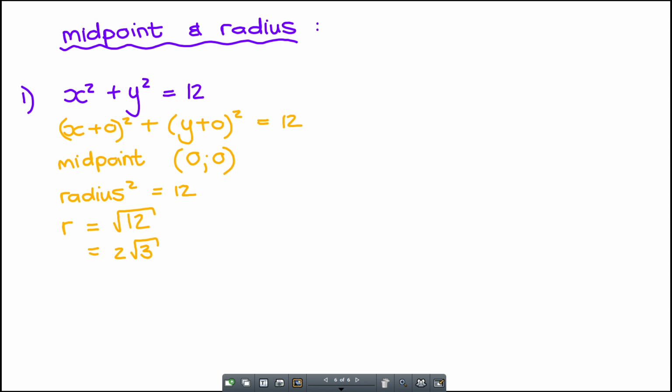Okay, next one. X minus 6 squared. Again, just give me the midpoint and the radius, okay?